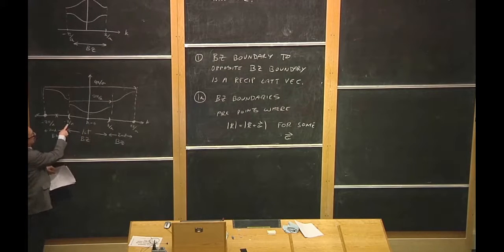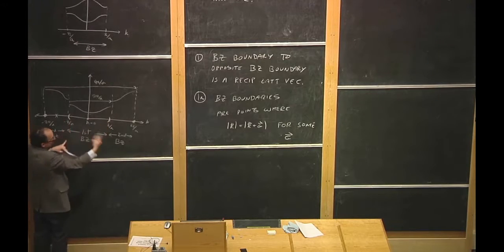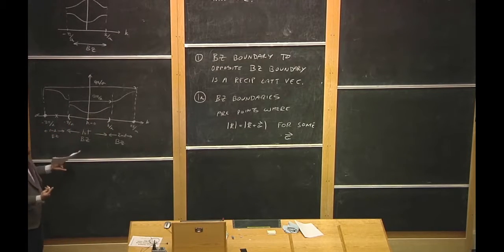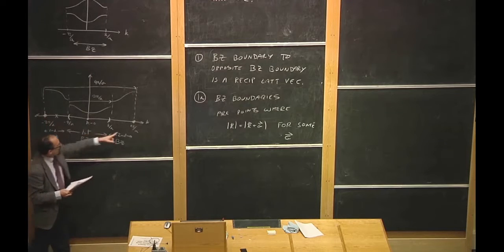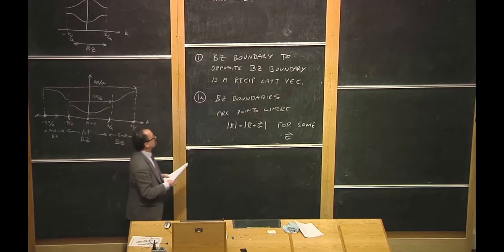So if you take minus pi over a, you add a reciprocal lattice vector, 2 pi over a, to it, you get plus pi over a. Those have the same magnitude, so you're on the Brillouin zone boundary. Similarly, you take minus 2 pi over a, you add a reciprocal lattice vector, 4 pi over a, to it, you get to plus 2 pi over a. That has the same magnitude, so you're on a Brillouin zone boundary.